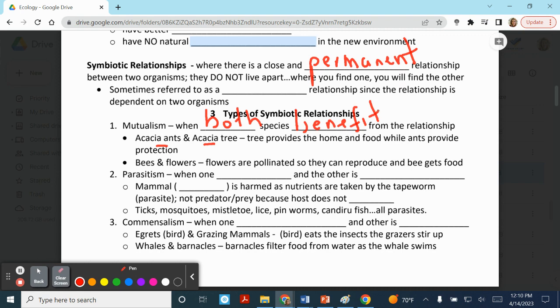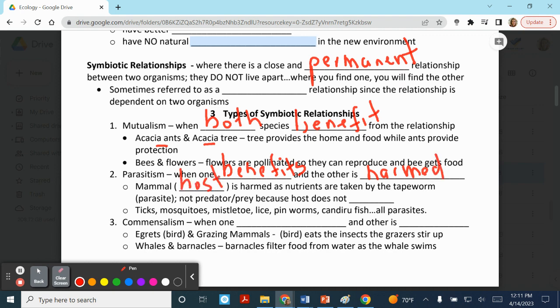A second example of a symbiotic relationship you probably heard of would be parasitism. And in parasitism, you have one that benefits, and that's going to be the parasite, and the other is harmed. The one that is harmed is considered the host.